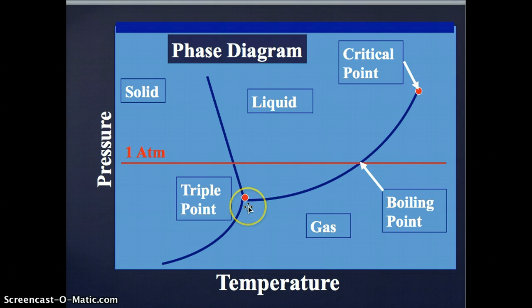The triple point is similar to the critical point, except it takes the solid phase into consideration. So at this temperature and a pressure here below 1 atmosphere, we say that the phase is all three. You cannot distinguish between a solid, a liquid, and a gas. All three phases exist at the same time. Again, the critical point is like the triple point, but it's only taking the liquid and the gas into consideration. So here is where the liquid and gas phases coexist.